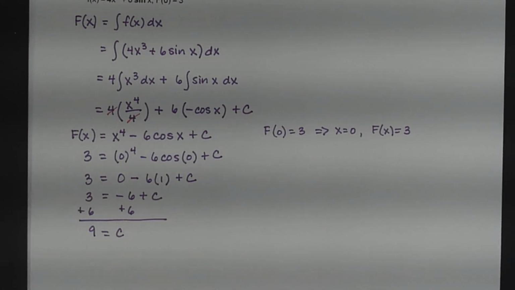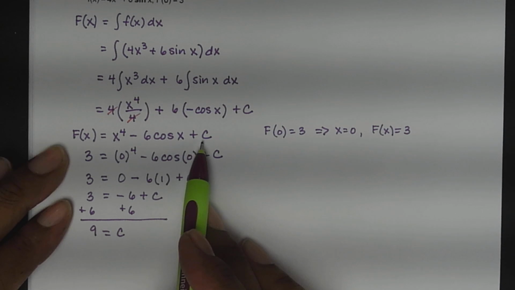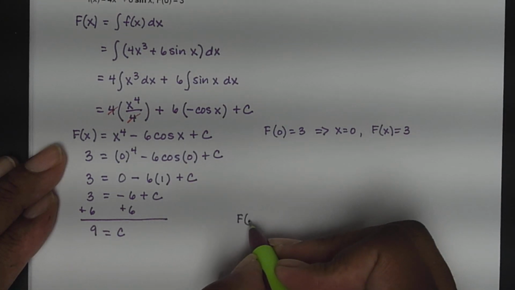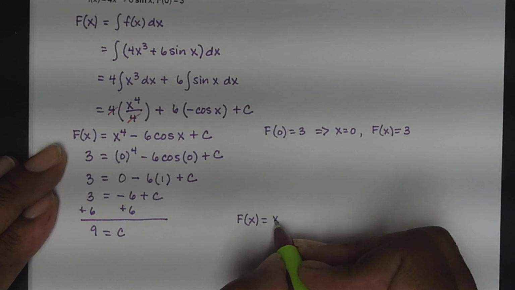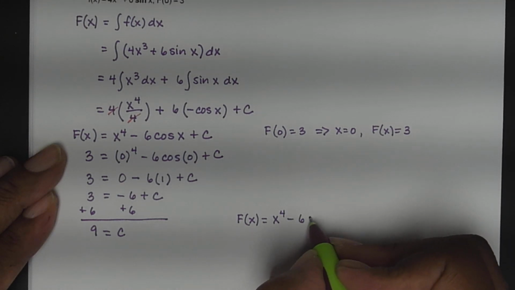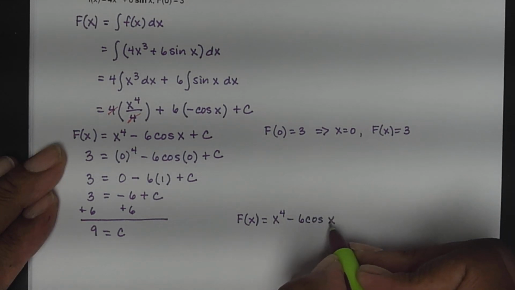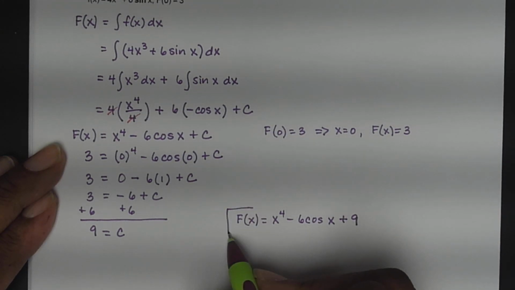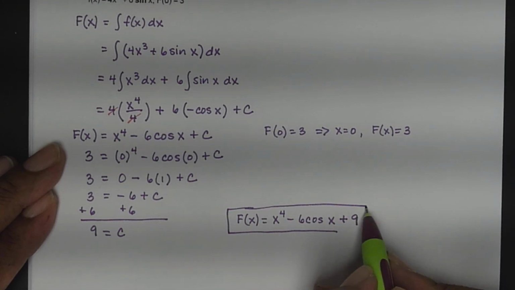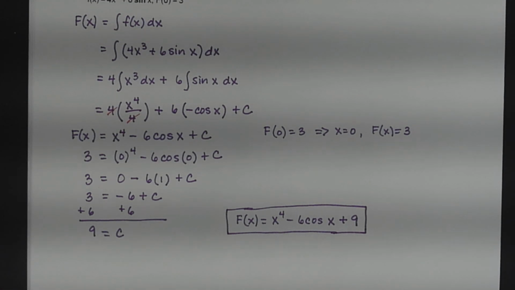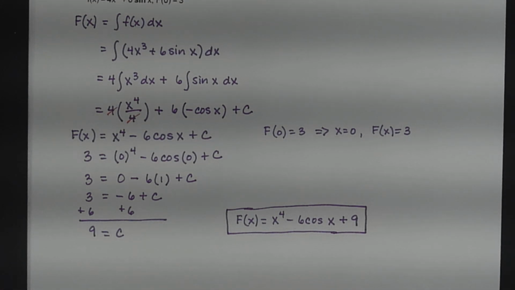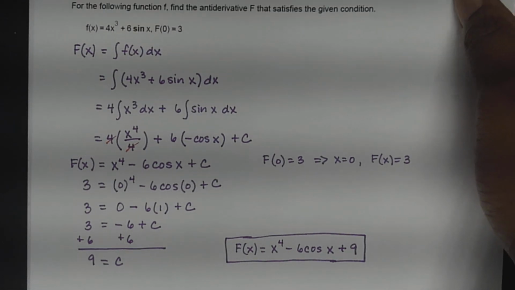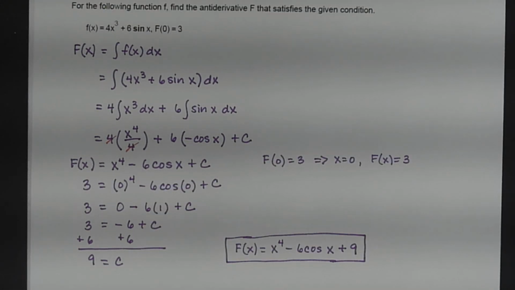9. So that constant will be replaced in this F of x function up here. So I have capital F of x is equal to x to the 4th minus 6 times the cosine of x plus 9. That would be the antiderivative that will satisfy that given condition where F of 0 is equal to 3. Okay?